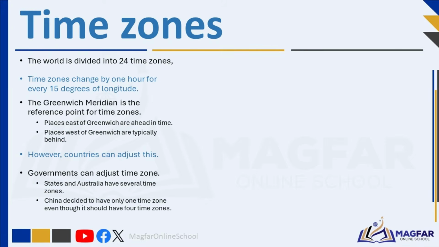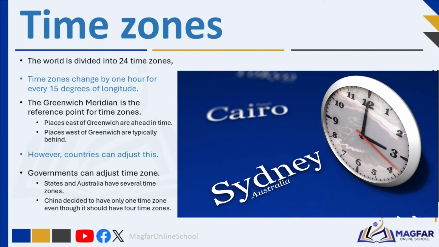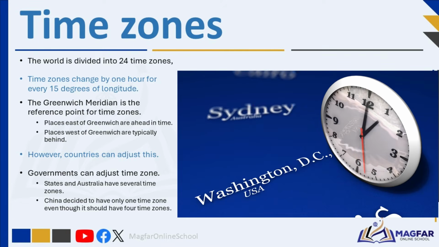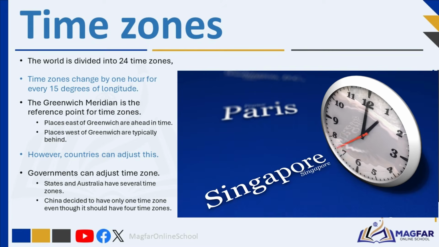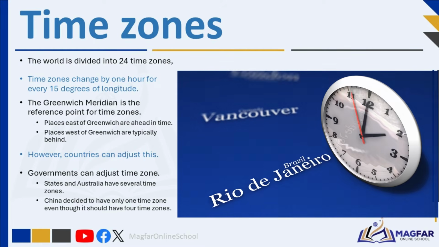Imagine a giant orange spinning in space. That's kind of like Earth. As Earth spins, different parts face the Sun at different times. This means it can't be noon everywhere at once. That's where time zones come in.